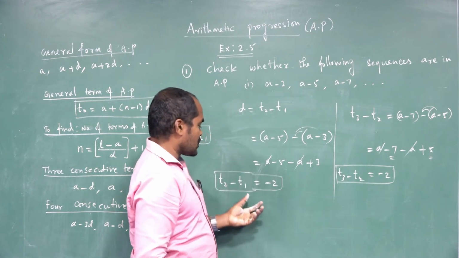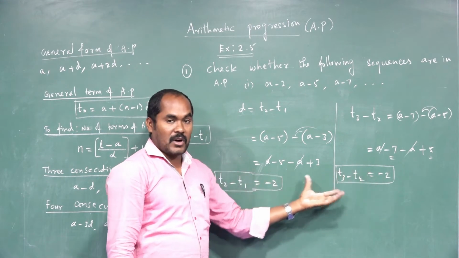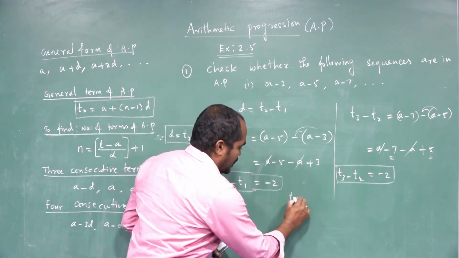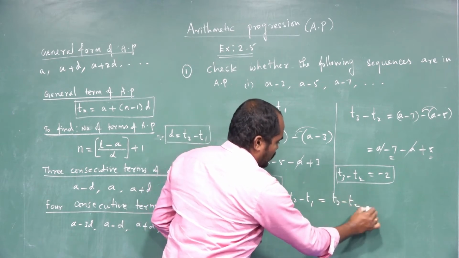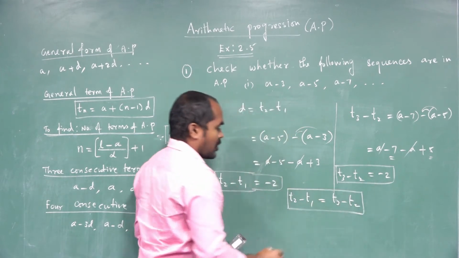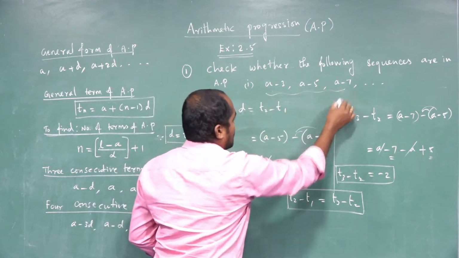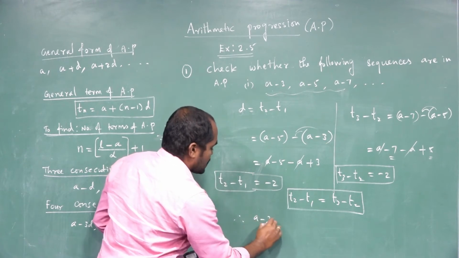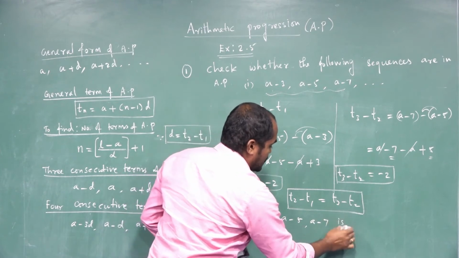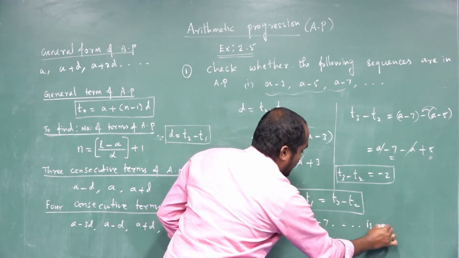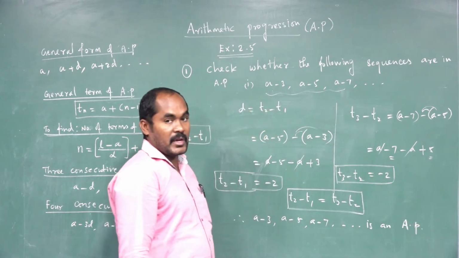So compare these two results. T2 minus T1 and T3 minus T2 are equal. So we get T2 minus T1 equal to T3 minus T2. So the common differences are the same. Therefore, the given sequence A minus 3, A minus 5, A minus 7, etc. is an arithmetic progression, is an AP.